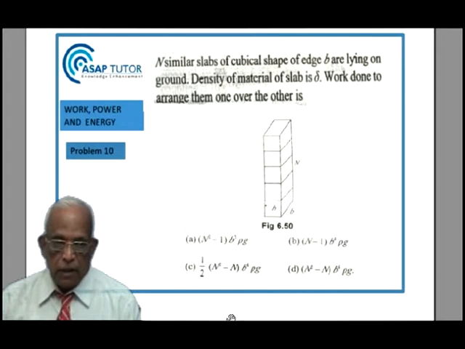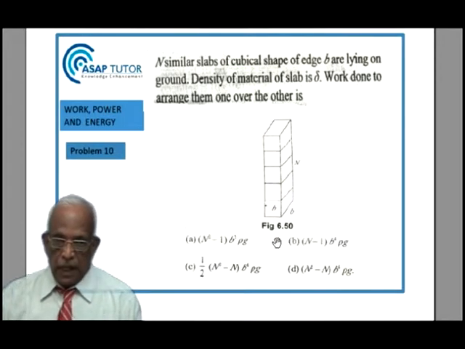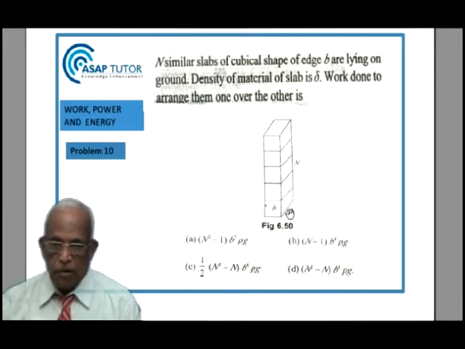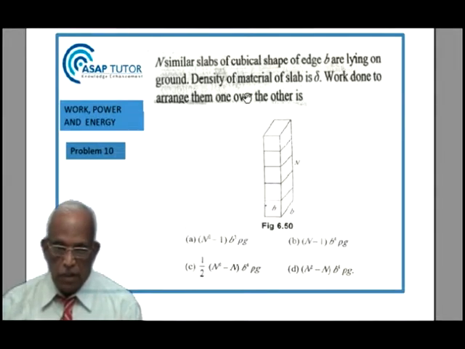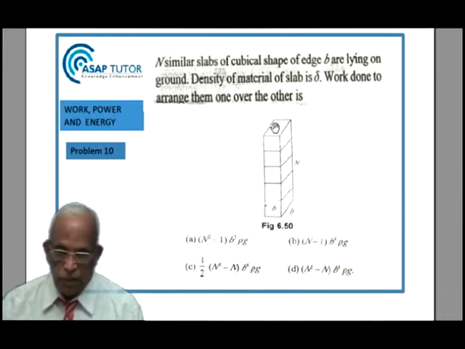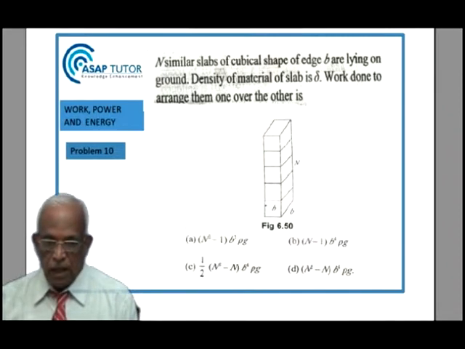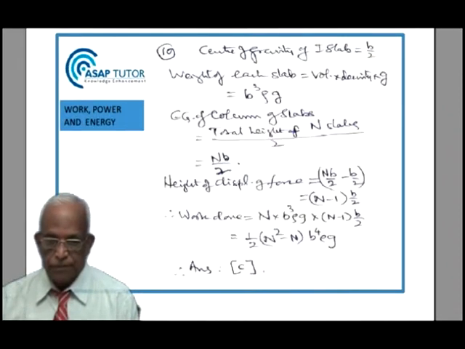Okay. Problem number 10. N similar slabs of cubical shape of edge B are lying on the ground, one on top of the other. Edge is B, it's a cube. Density of material of slab is delta. Work done to arrange them one over the other is what we need. I start with 1, put the second, third, fourth, and like that, we are putting N number of them. And we need to figure out what happens.